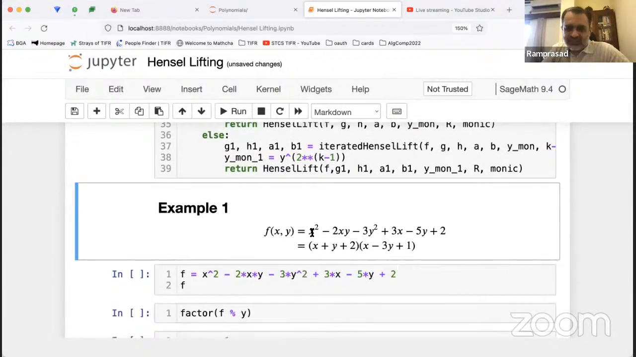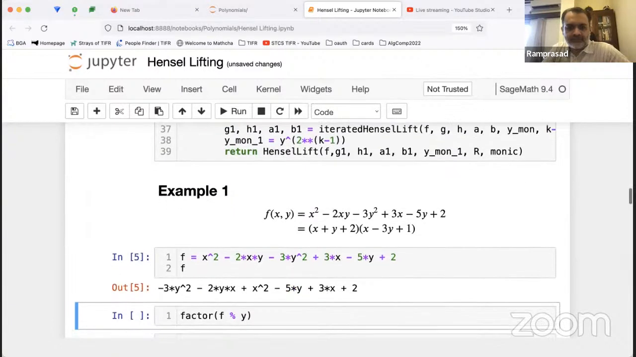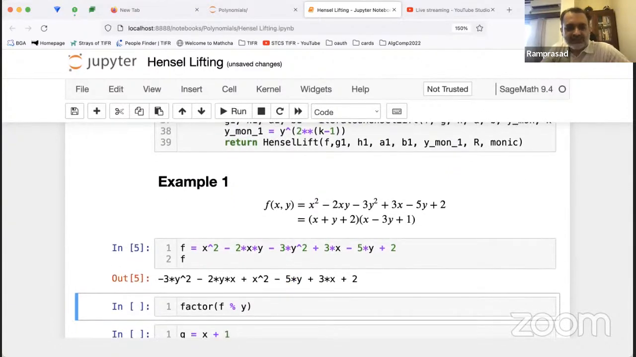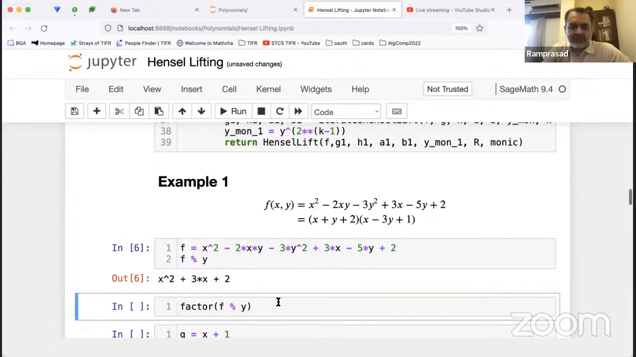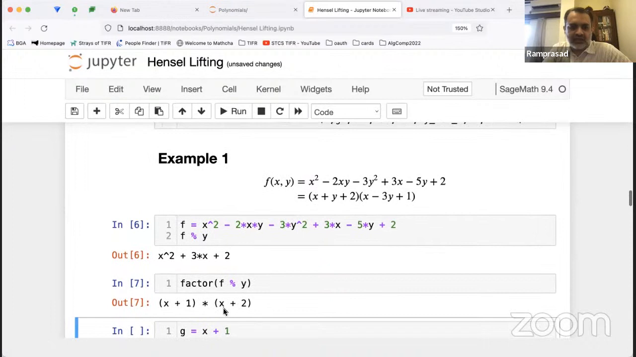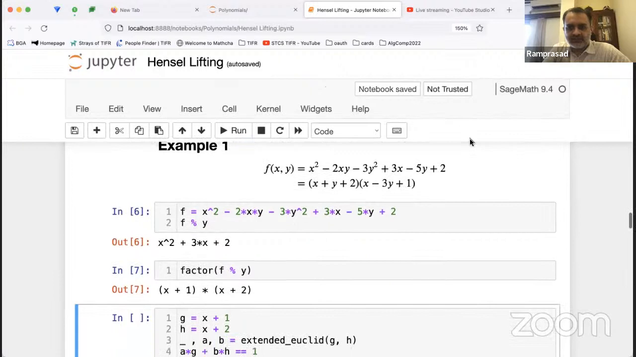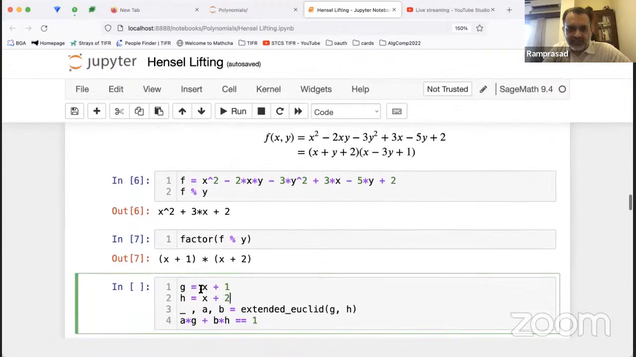The first example I'm choosing is some bivariate polynomial which factorizes as x plus y plus 2 and x minus 3y plus 1. So what is the first step of our algorithm? We look at f mod y, and that is x squared plus 3x plus 2. If I factorize that, it factorizes as x plus 1 and x plus 2. So far so good. Now we'll take g to be equal to x plus 1, h to be equal to x plus 2. So that is our initial factorization, basically g0 and h0.